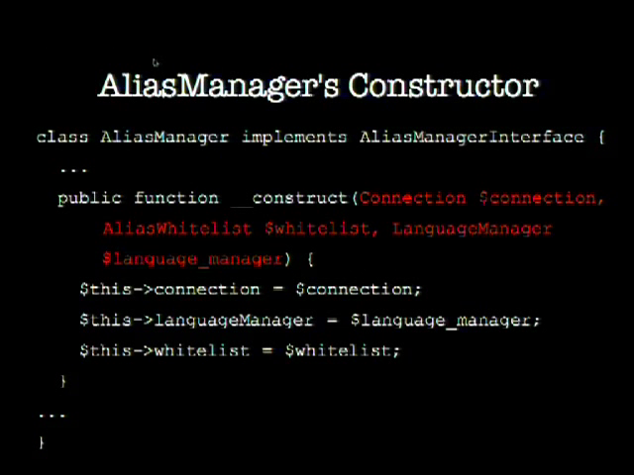And I just wanted to show, this is alias manager's constructor. I'm showing it just to point out that the alias manager itself doesn't know anything about the container. It's just saying it needs a database connection, it needs something called an alias whitelist, and something else called a language manager, and as long as it gets those things, it's happy.